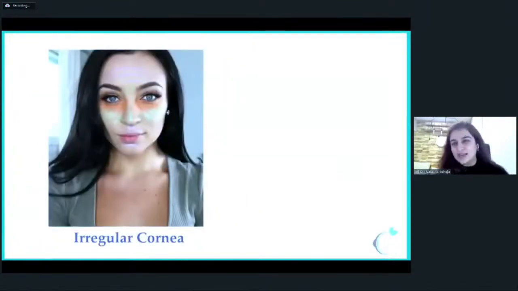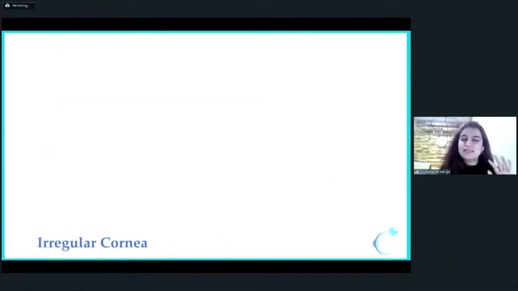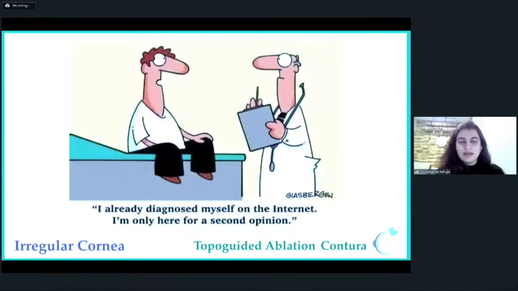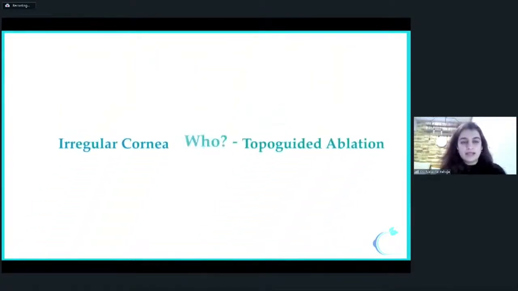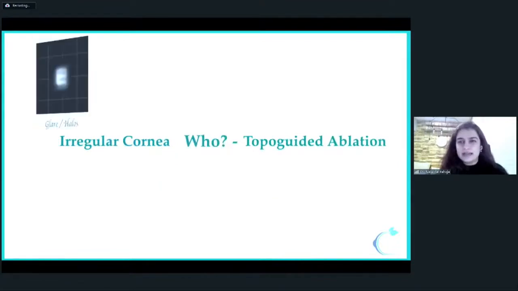Now, what are we essentially looking at when we're doing topo-guided corrections? If this is an irregular cornea, we are basically recontouring the surface. The patients that are coming to us are getting demanding by the day. Be it a keratoconus patient or a post-refractive surgery patient, they come to us asking, "Aapke paas contura hai kya?" So basically, contura is synonymous to topo-guided ablation. But how do we apply it in irregular corneas, and who are the ideal candidates?